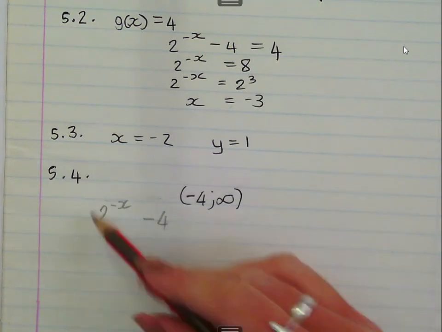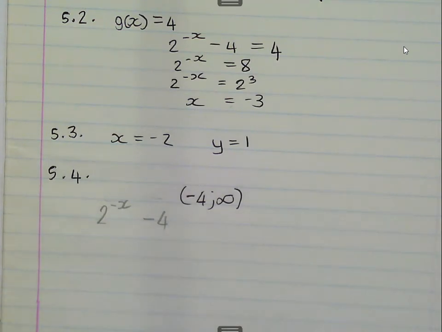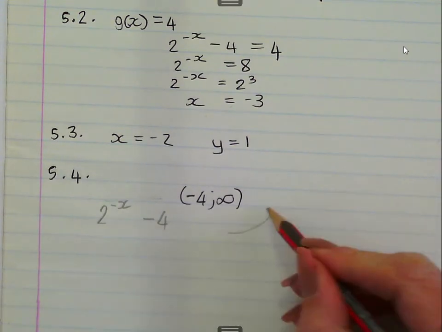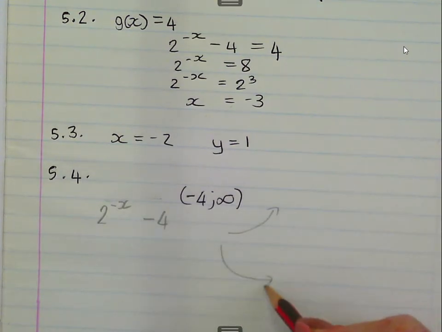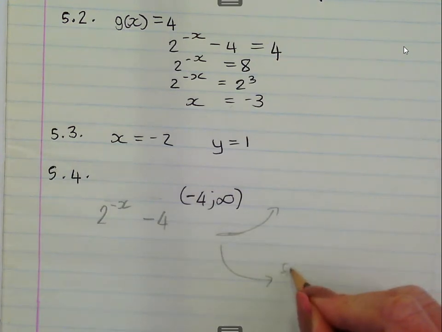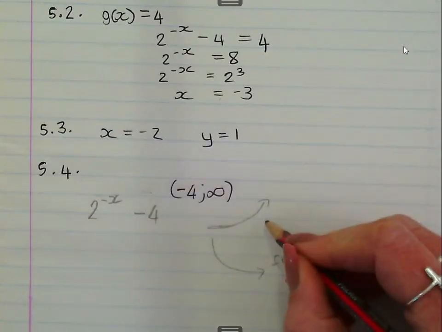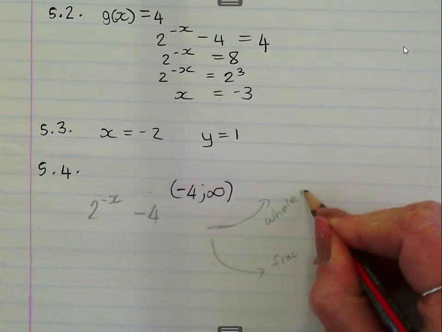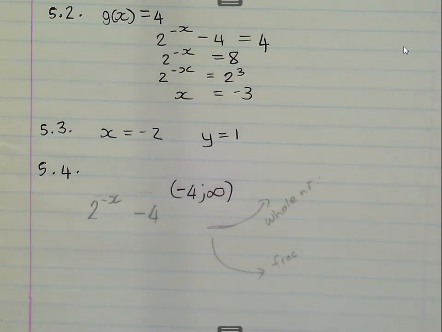Greater than 1. When b is greater than 1. And when b is a fraction, it's going to be decreasing. So do you think this graph is going to decrease or increase? Is it going to be like this, number 1, or is it going to be like this, number 2? This is the fraction 1. And this is the whole number 1.